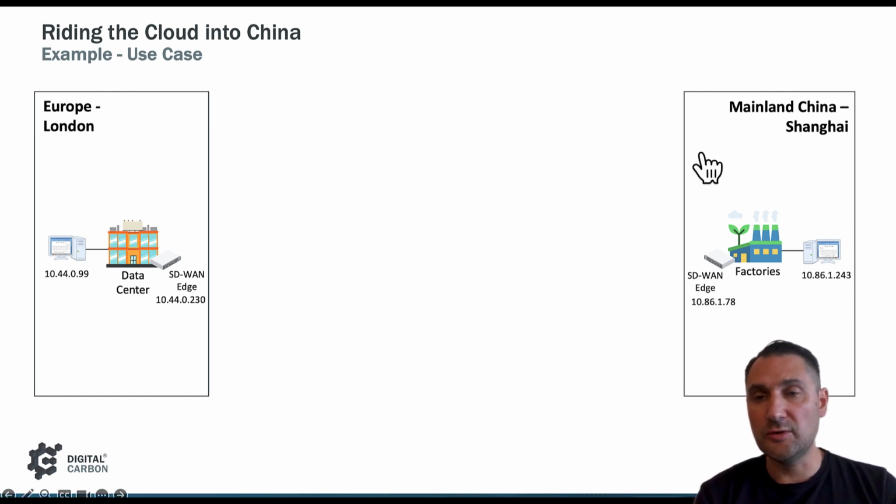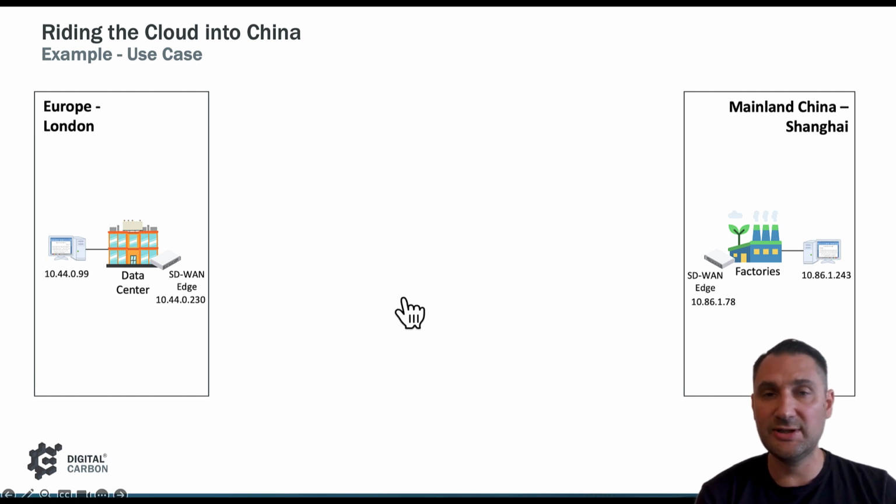On the other side of the world, we have our factory, which is located in Shanghai. The factory also has a server or a computer located, and also we have pre-deployed our SD-WAN edge. Now we basically need to connect our two servers together. So we're going to go through an example of the connectivity and the configurations, how to actually get this set up and these two servers connected over Microsoft's backbone network.